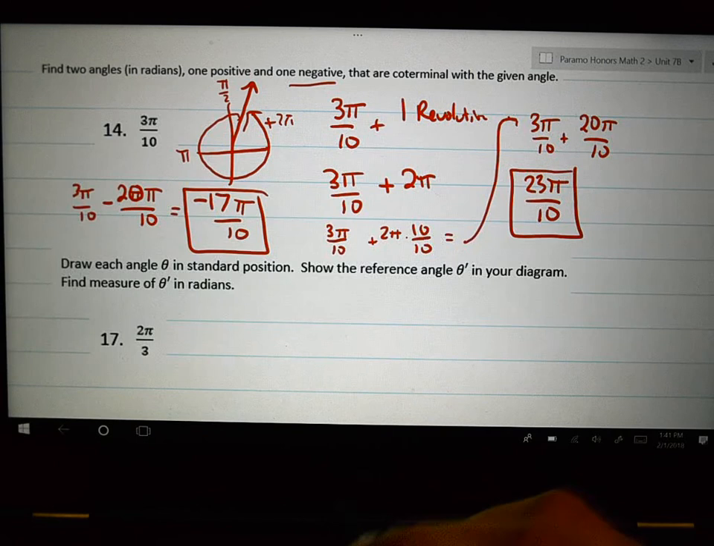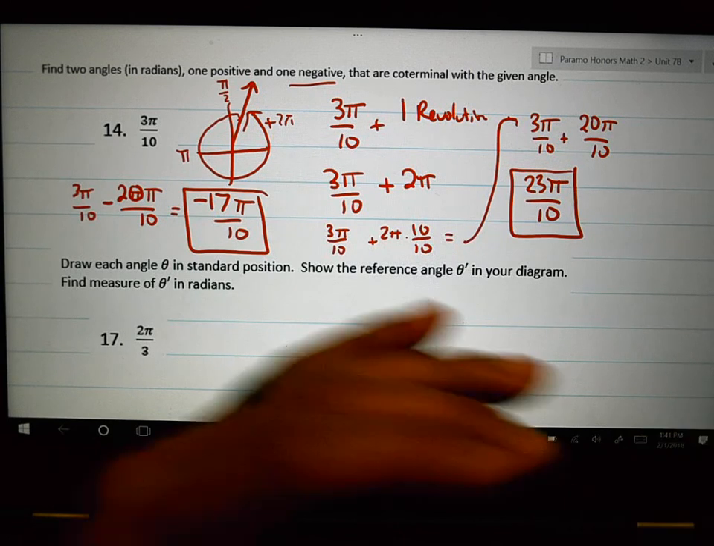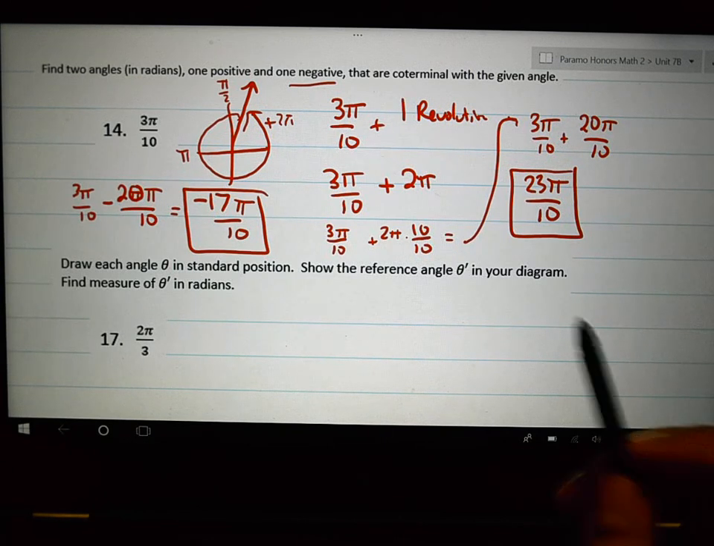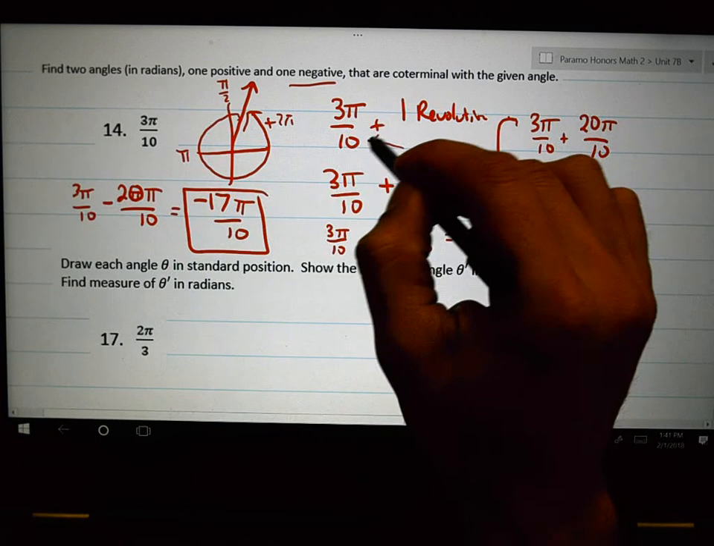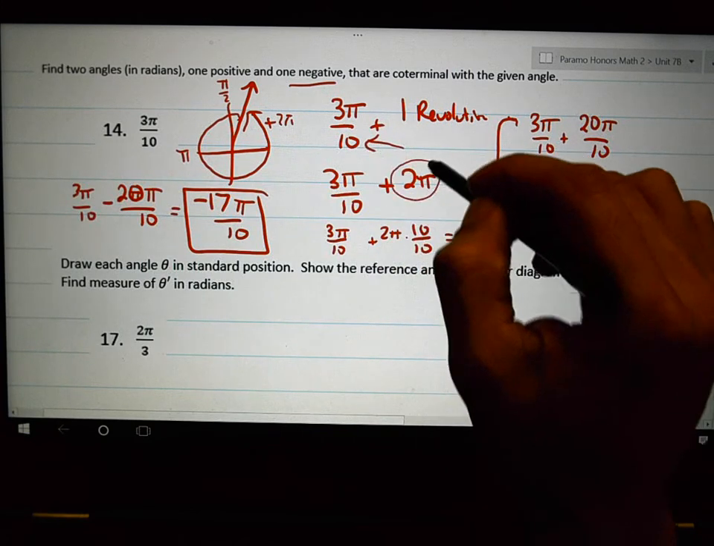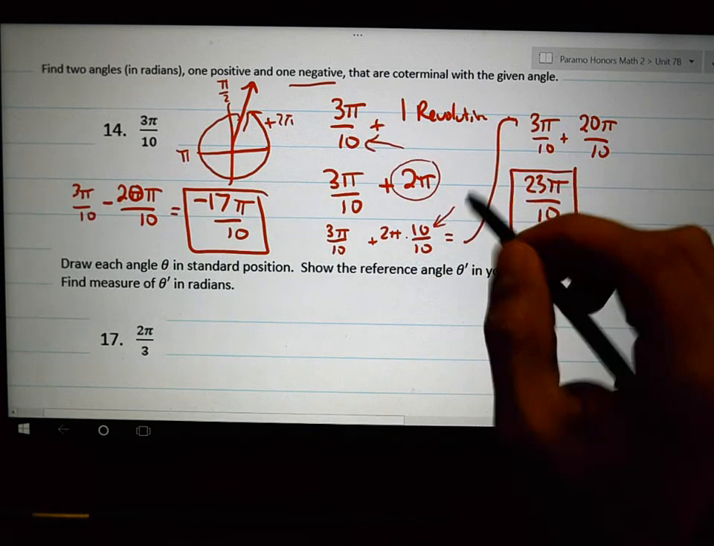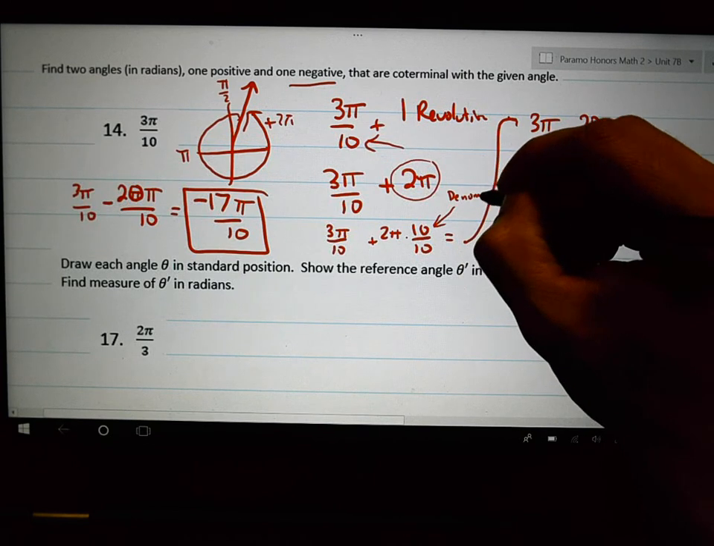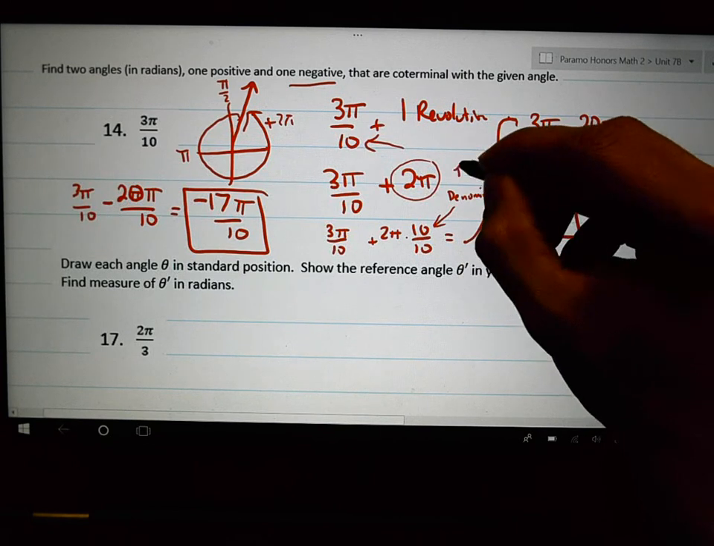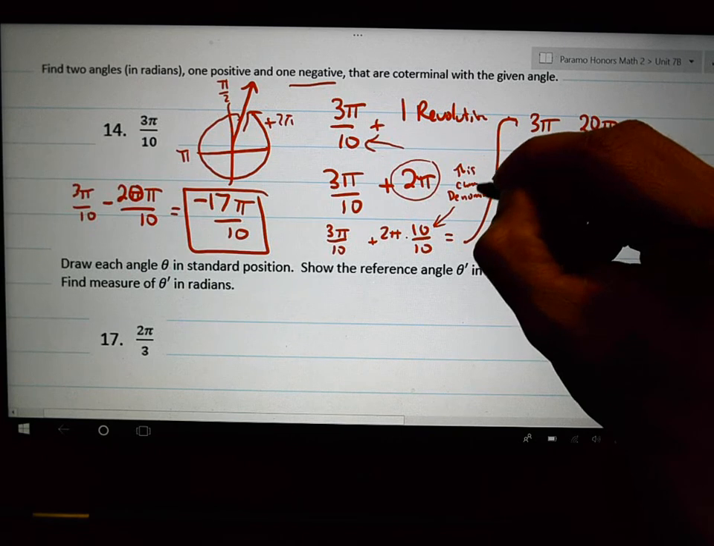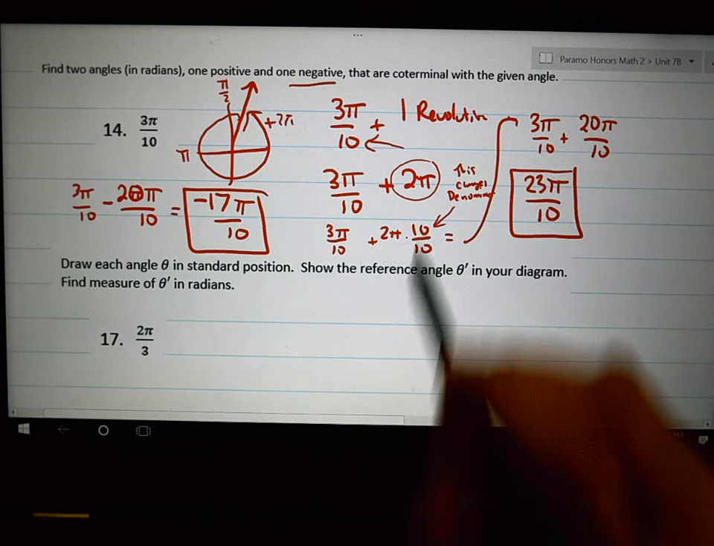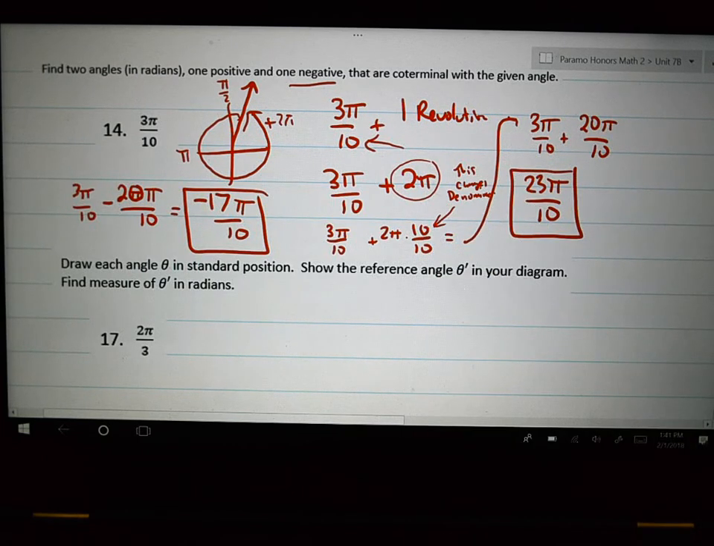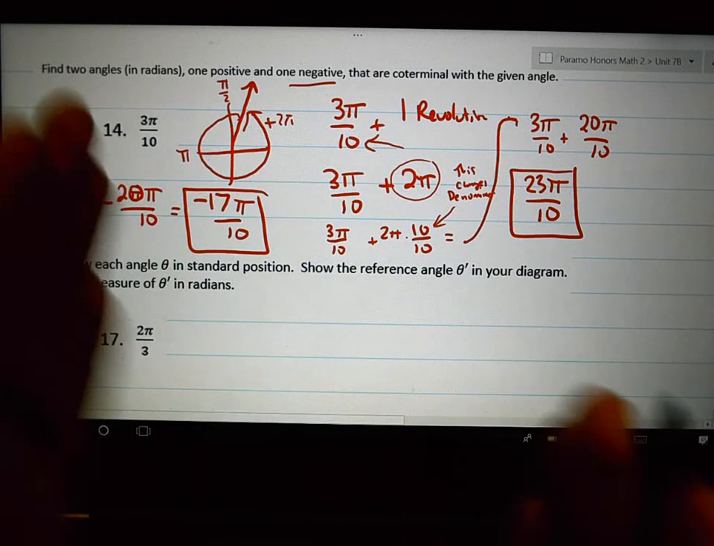My hint to you as you do the other 2 problems that look like this: look at the denominator. You will still add 2 pi, but this changes depending on the denominator. The 2 pi doesn't change. What you multiply by to get to that common denominator is what's going to change.